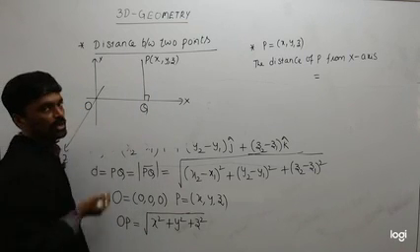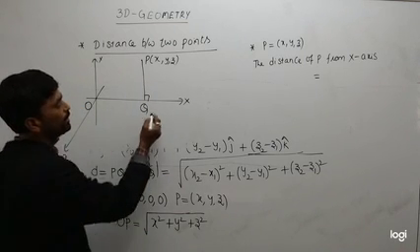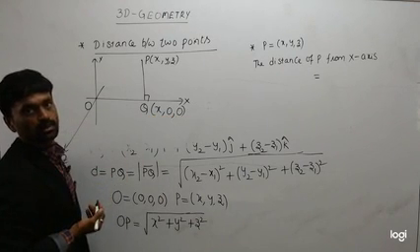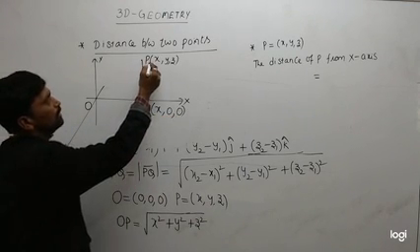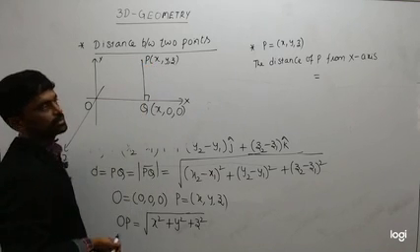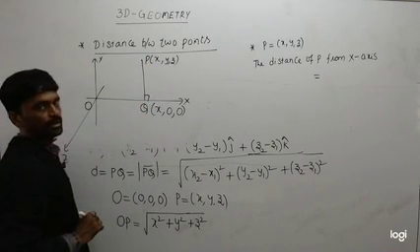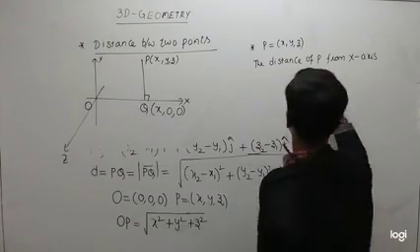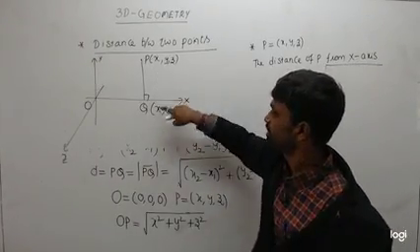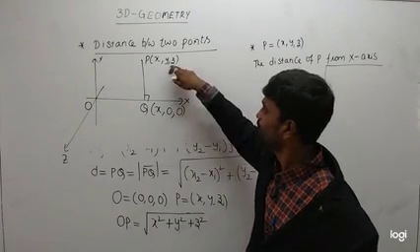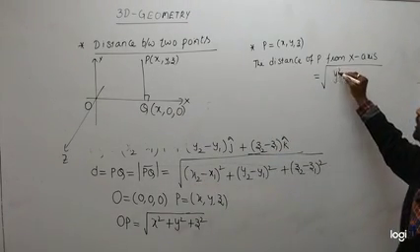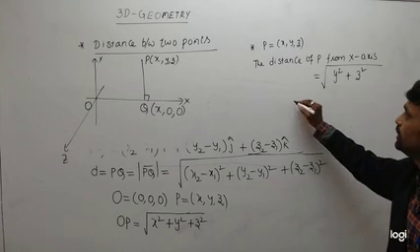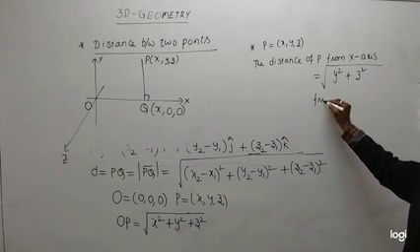Now clearly Q lies on the x-axis. Then the coordinates of Q become x, 0, 0. Now the distance between point P and the x-axis is the same as the distance between the points P and Q. So using the distance formula, what you will get? Square root of x minus x whole square, 0. y minus 0 whole square, y square. z minus 0 whole square, z square. Similarly, the distance of P from the y-axis.